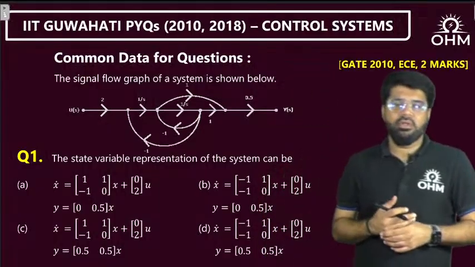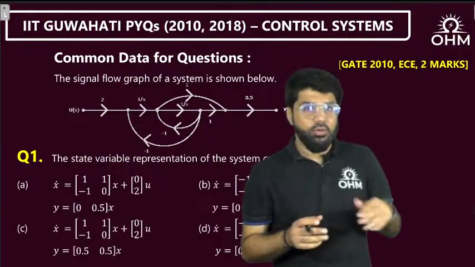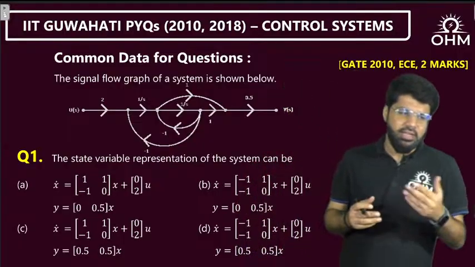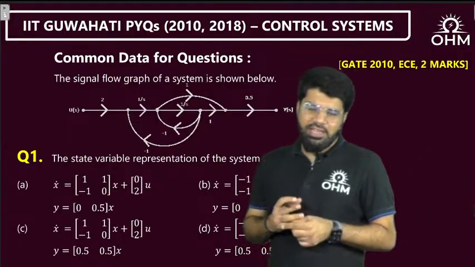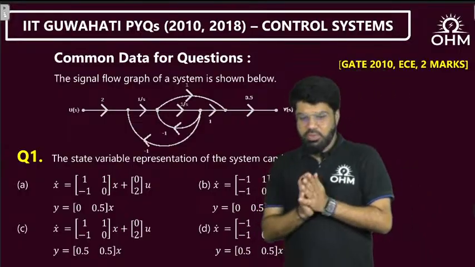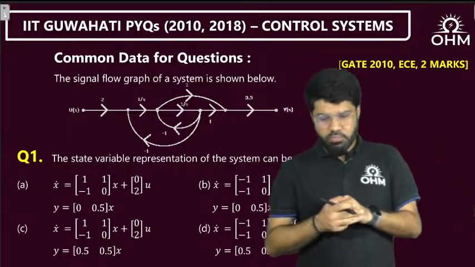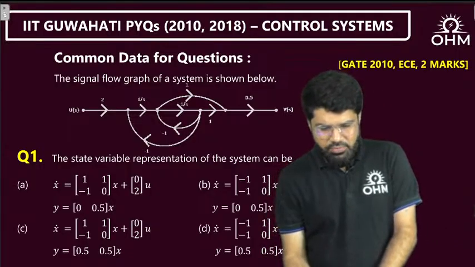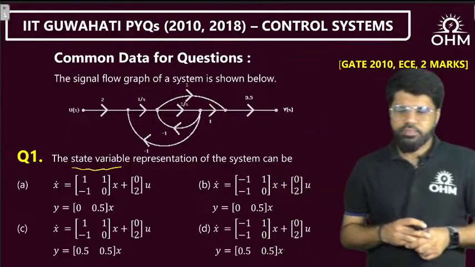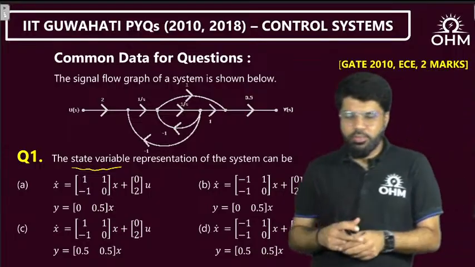Okay, GATE 2000 EC, 2 marks. There used to be common data questions, till the paper was offline. So there are common data questions. The signal flow graph is given and there are two questions. Number one is the state variable representation and the second question is the transfer function.